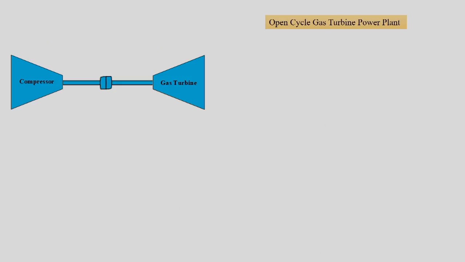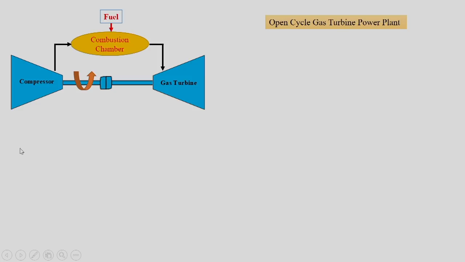So in the case of an open cycle gas turbine power plant, a classical open cycle gas turbine power plant again has a compressor and a gas turbine. They are connected by a shaft. So this is a single shaft arrangement where the compressor and turbine are connected with each other, and then they are again connected by a combustion chamber. In the combustion chamber, we will have fuel which is combusted.